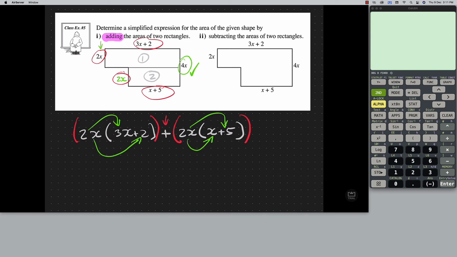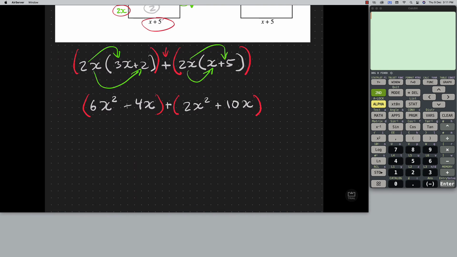So we're going to start off with 2x times 3x, which is going to be 6x squared. 2x times 2 is positive 4x. On the other one, I'm going to be adding to that, so I can keep that in brackets if I want to, 2x times x, which is going to be 2x squared, and 2x times positive 5 is going to be positive 10x. Now, because it's addition here, like I said, I don't need to change any of the signs. I just need to gather all my like terms. So I'm just going to get rid of these little brackets right here.